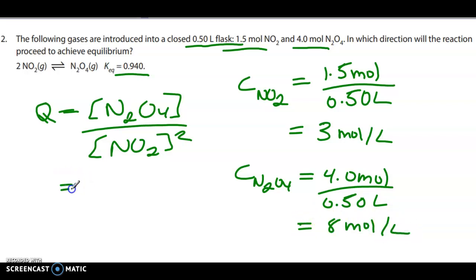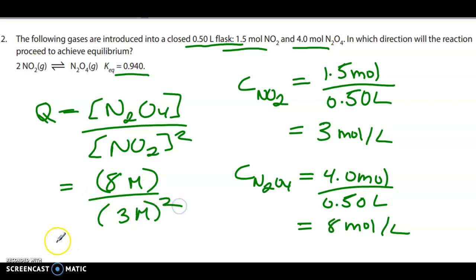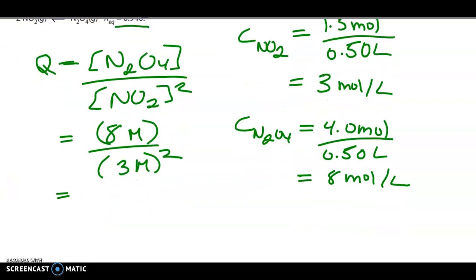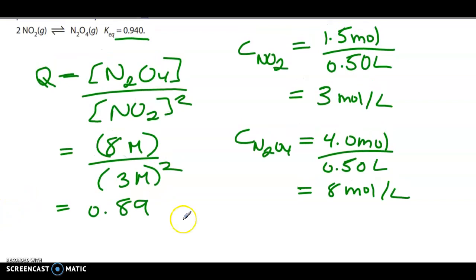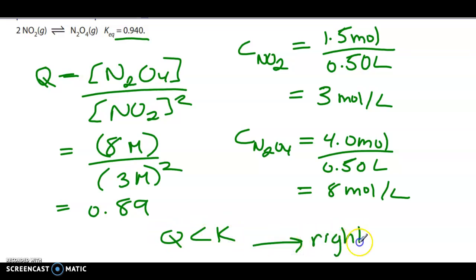All right, so we're going to plug those in. So we have N2O4 is 8 over 3 squared. So we end up getting a value here of 8 divided by 3 squared, 0.89. So that is, if we compare it to our K value, so our K value is larger. So Q is still smaller than K in this case. So it will have to shift to the right in order to proceed to get to equilibrium.